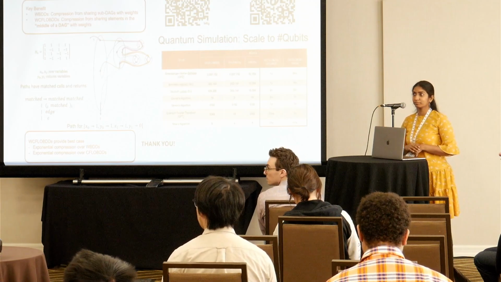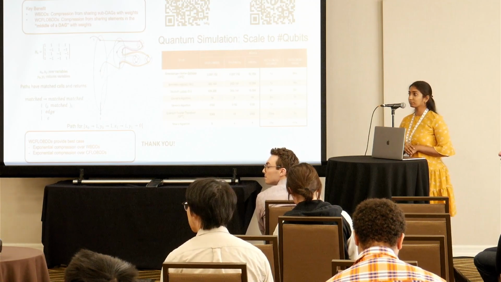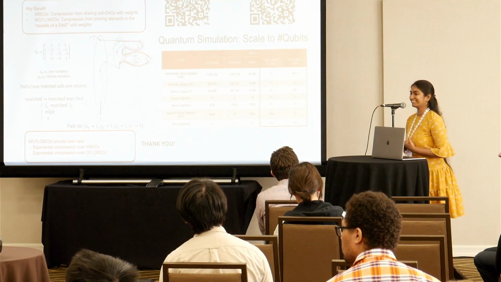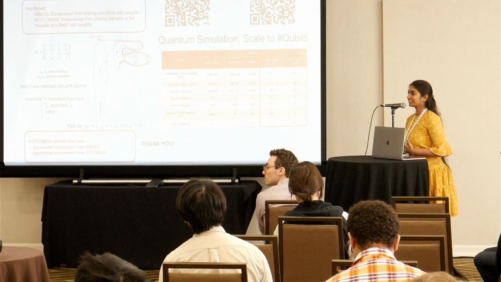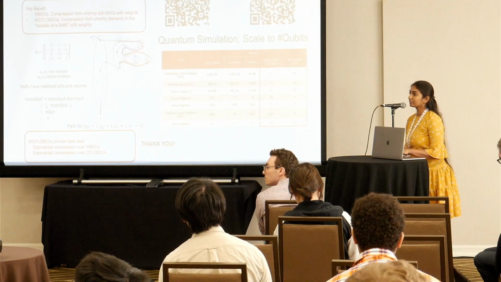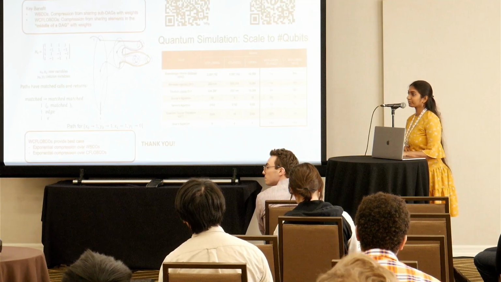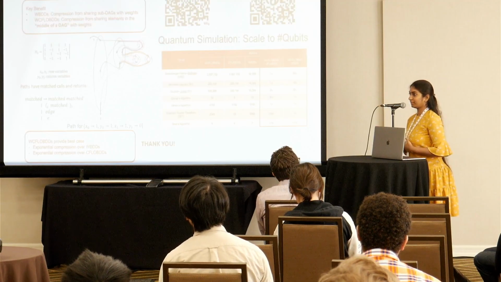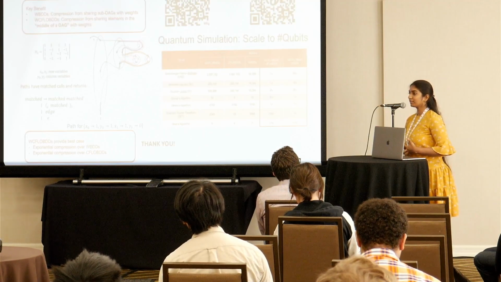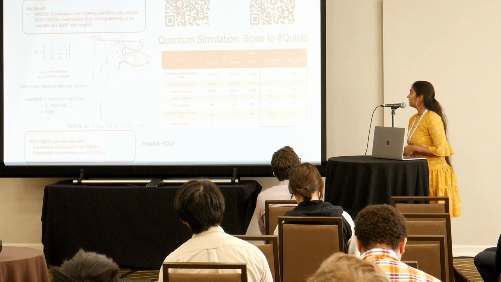There are some programs here where you get much better compression. Sorry. So there are some circuits where you get much better compression than other ones. Is there some intuition for what kind of structure is in the circuit that gives you better compression?